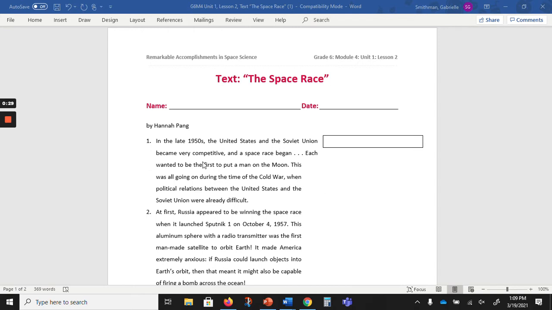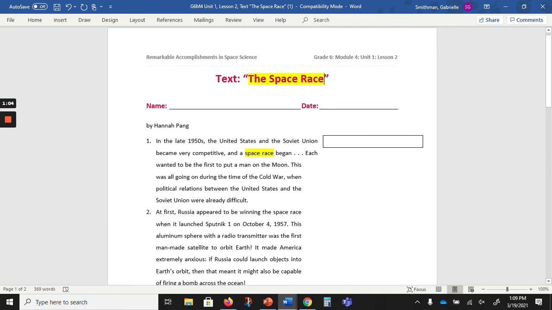I'm going to be looking at just the first paragraph of this text called The Space Race by Hannah Pang. So I'm going to start right away. In the late 1950s, the United States became very competitive and a space race began. Oh, that's an important phrase for me. So space race. So I am going to highlight space race. I'm going to choose to highlight it in yellow. I know this is important because it's the title of this text.